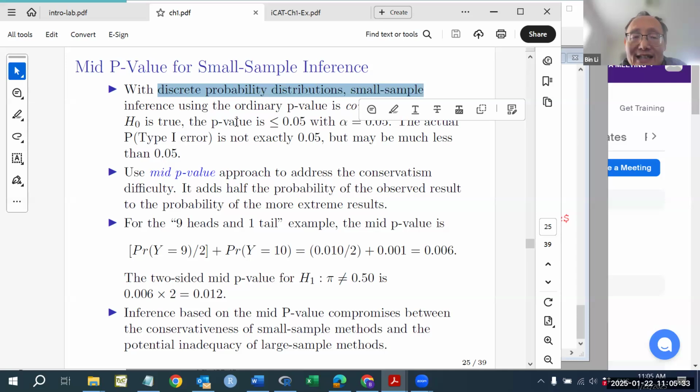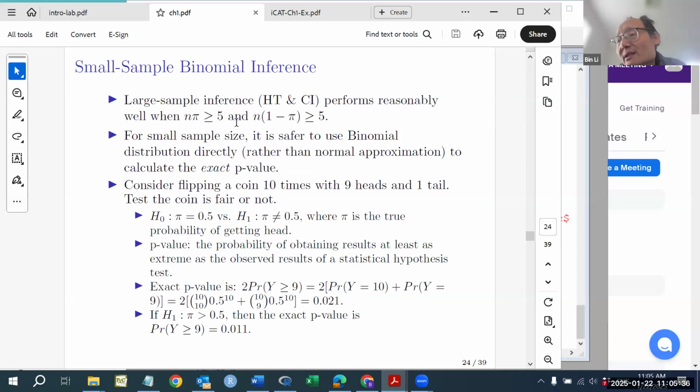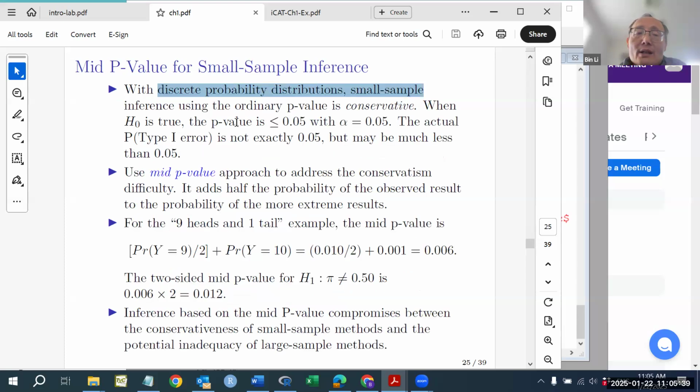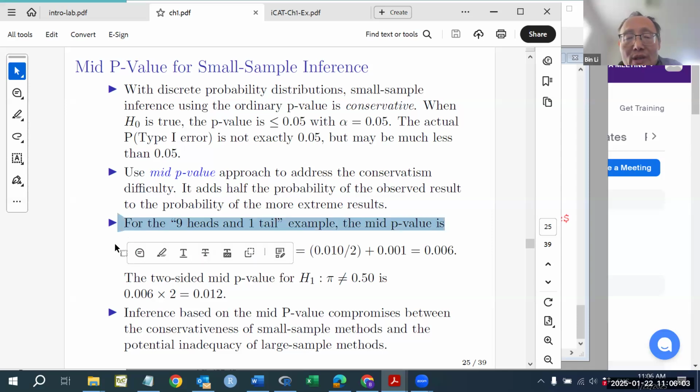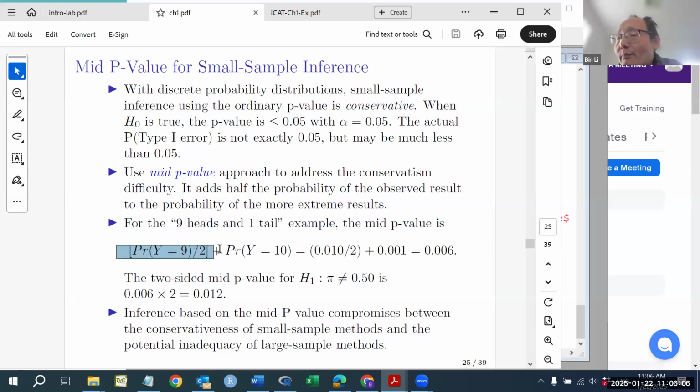So here, for the discrete probability distribution, especially for the small sample case, using the exact p-value is not good. It's too conservative. So we need to balance it, and find a way to adjust the p-value. A good way is called the mid p-value approach. By its name, you know that we use half of the probability of what we observed, plus the probability that is more extreme. And that gives us the mid p-value.